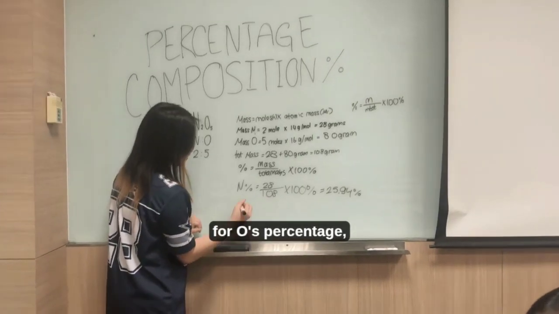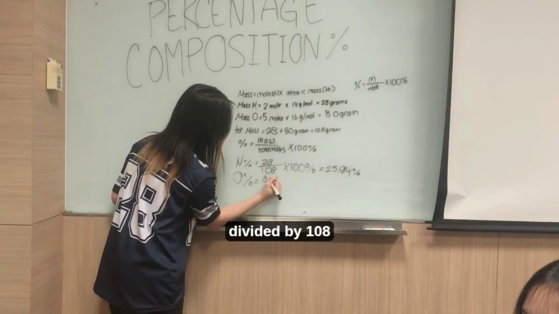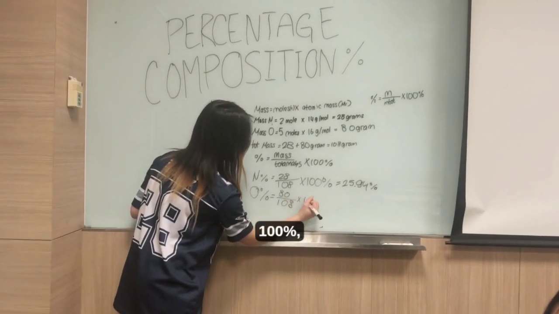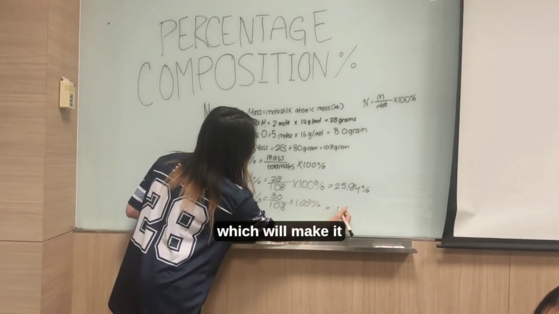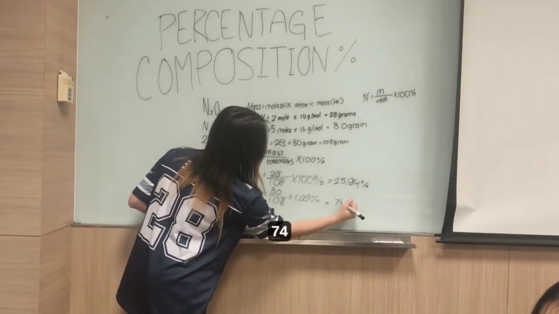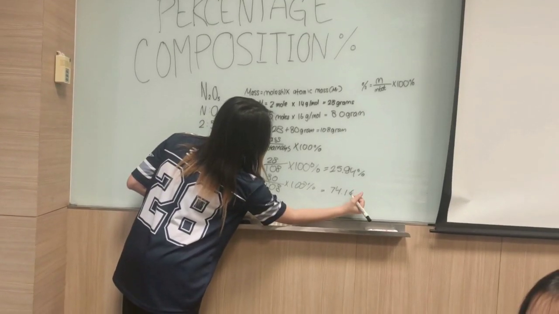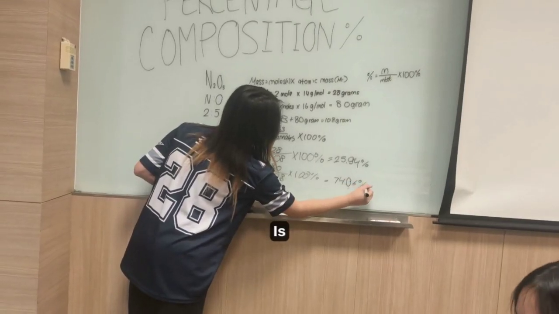And for O's percentage, we will need 80 grams divided by 108 times 100%, which will make it 74.06%.